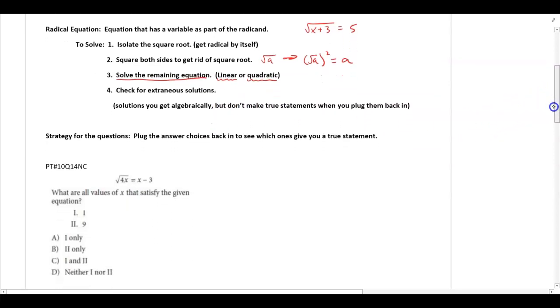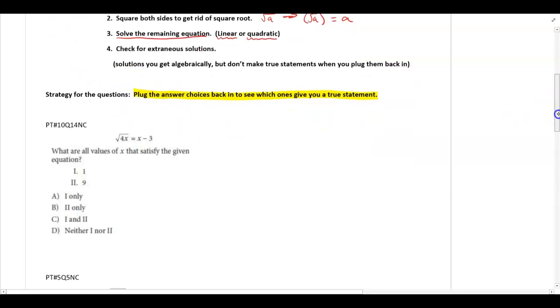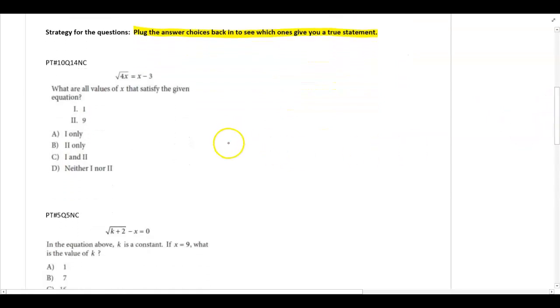Now, knowing how to solve these radical equations is important, but sometimes on the test you'll forget or you'll have like a brain freeze. So one easy strategy to help you if you ever do forget is to plug the answer choices back in to see which ones give you a true statement. Okay, so I'm going to do some of these both ways.